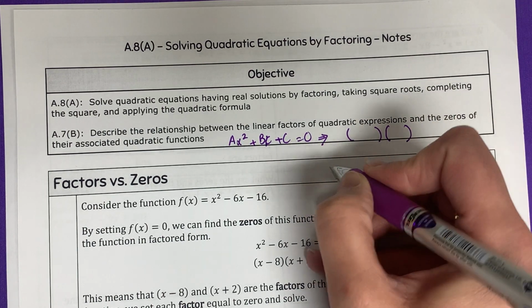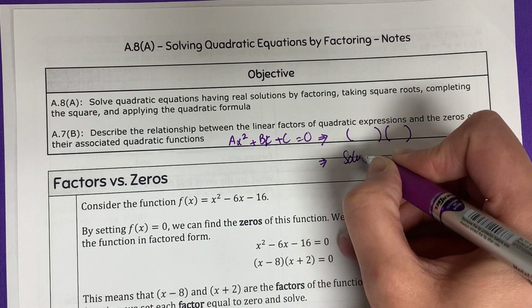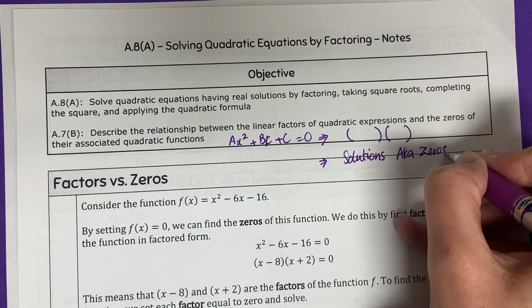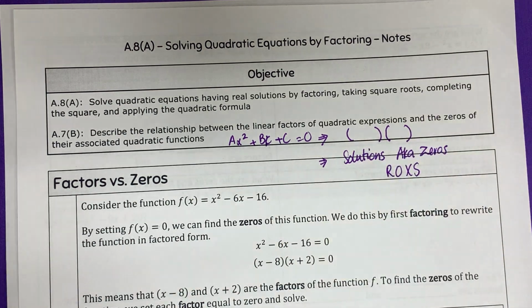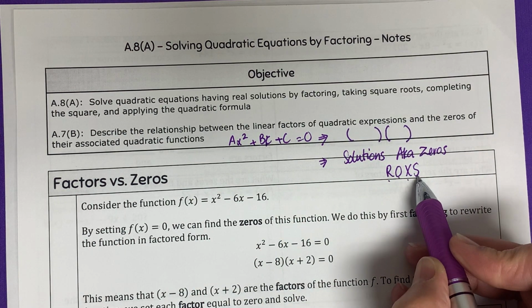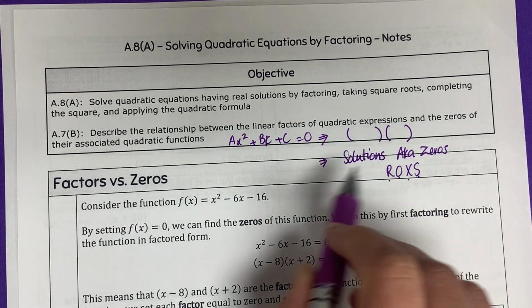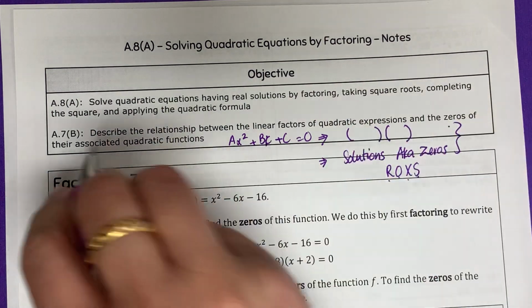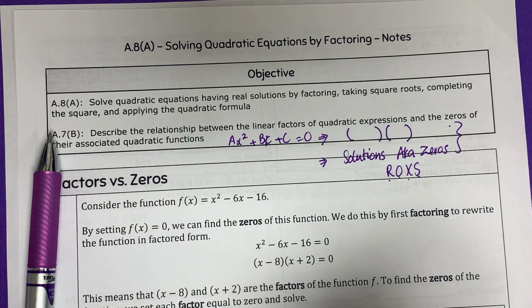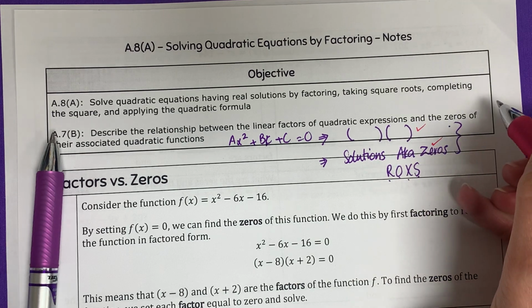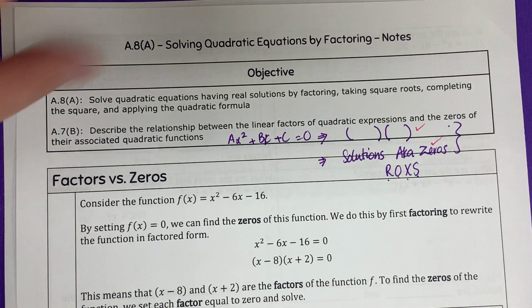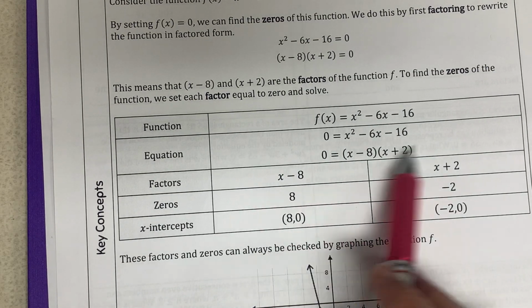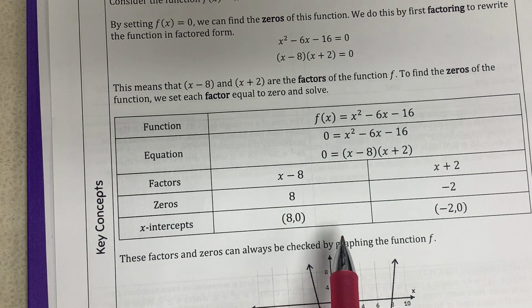And once you have the factors, you are able to find solutions, aka zeros, because remember your keyword rocks. Roots, zeros, x-intercepts, solutions are all the same things. So you're describing the relationship between factors and the zeros. So pretty much you already know how to do this, okay? I'm not going to read out the steps. All you're doing over there is you factor it out and then you find the zeros.